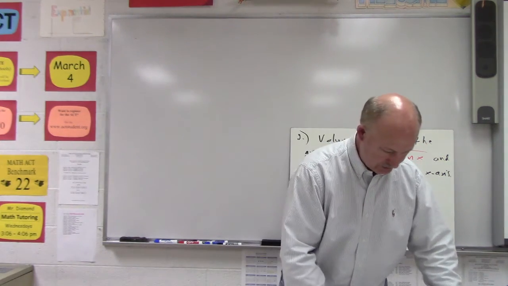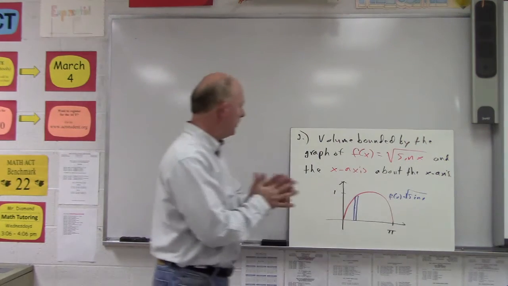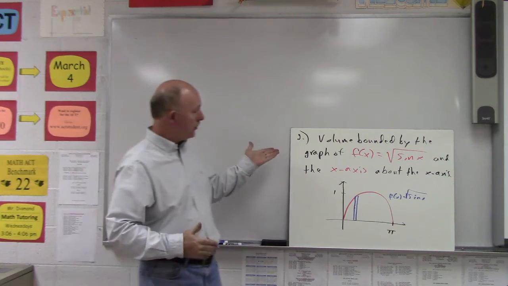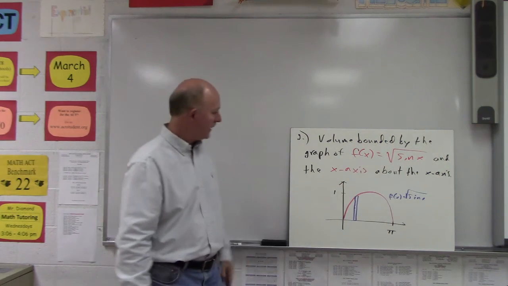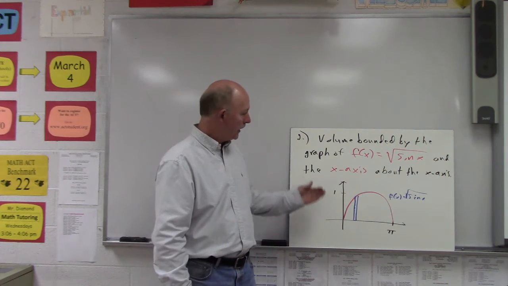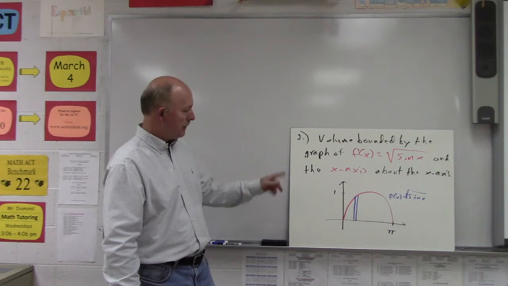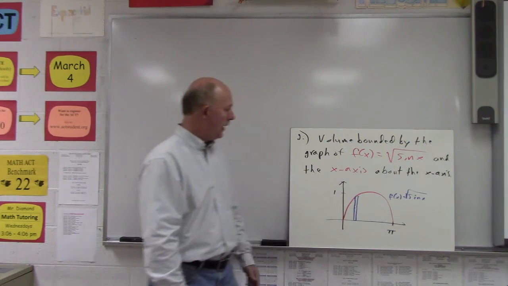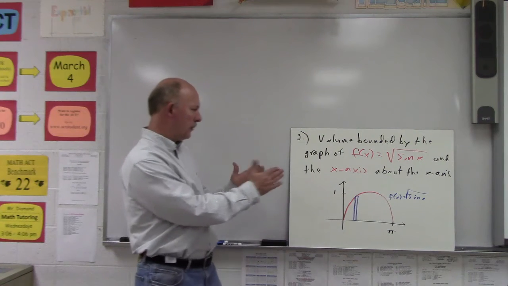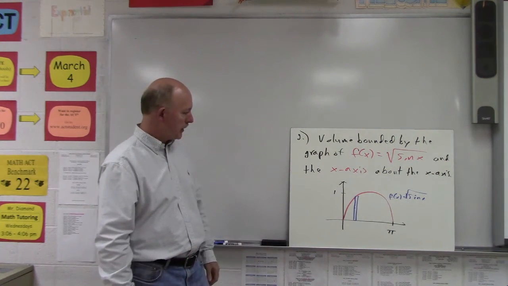Let me find it here in my notes. Here we go. Problem number 2 says find the volume bounded by the graph of f of x equals the square root of sine x and the x-axis. It's rotated about the x-axis. As you look at the region, if you graph f of x equals sine x, this is what the graph would look like. Once again, we're restricting our volume here from 0 to pi.